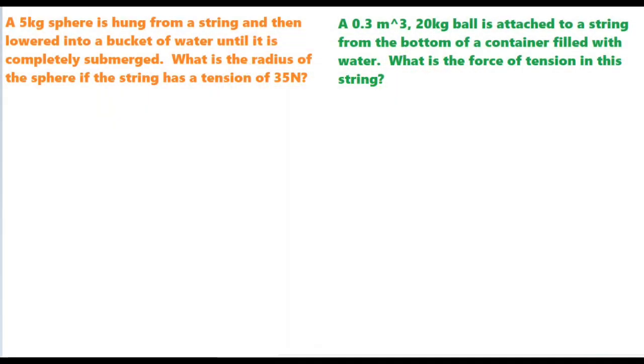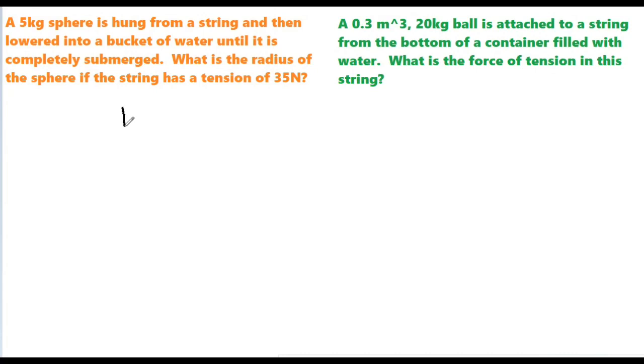In this video, we're going to be taking a look at two practice problems that involve buoyancy, the force of tension, and using some of Archimedes' principle as well. So in orange here on the left, we have a sphere that's hung by a string and then lowered into a bucket of water until it is completely submerged. What is the radius of the sphere if the string has a tension of 35 newtons?